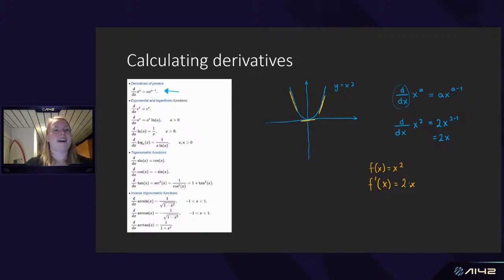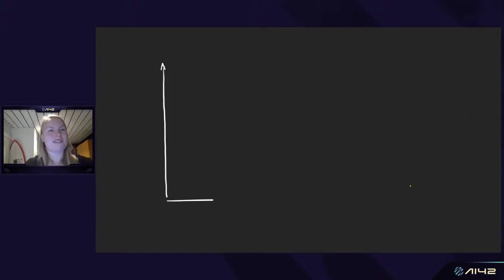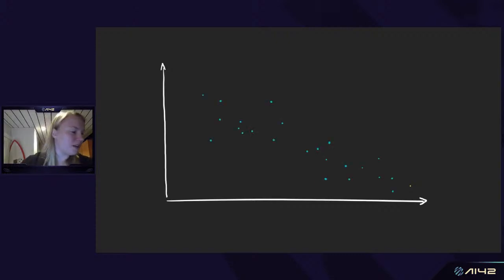So how does this all relate to data science and machine learning? Where do we use this? There are quite many places, but I'm just going to give you an example. We're going to get back to our situation of having a coordinate system and a bunch of data points on that coordinate system.